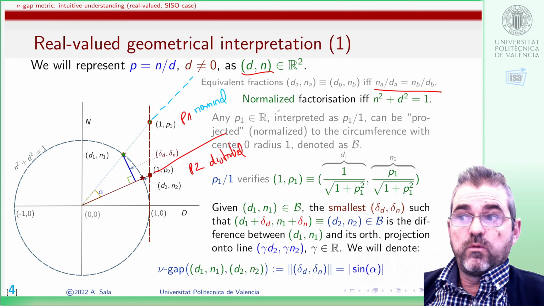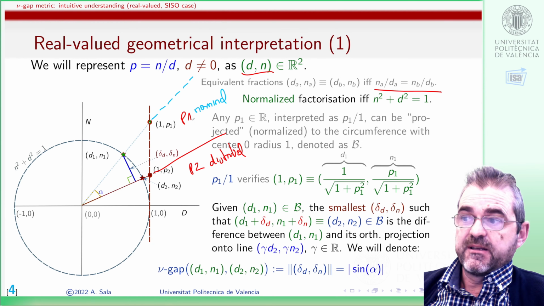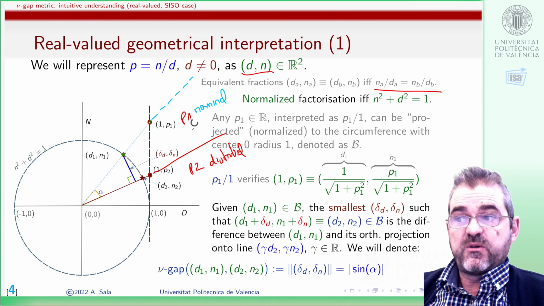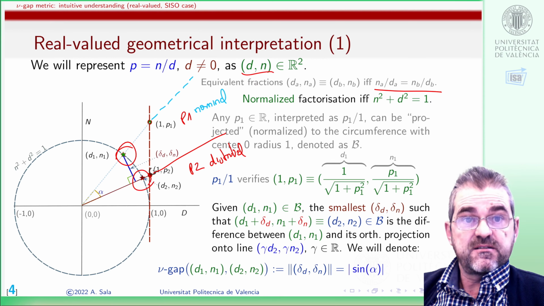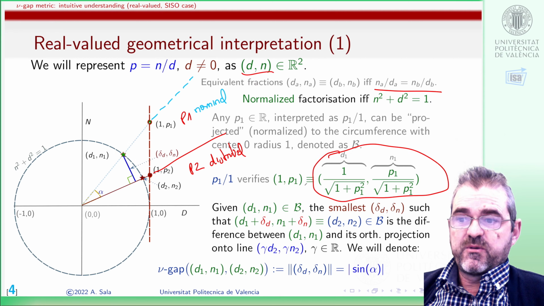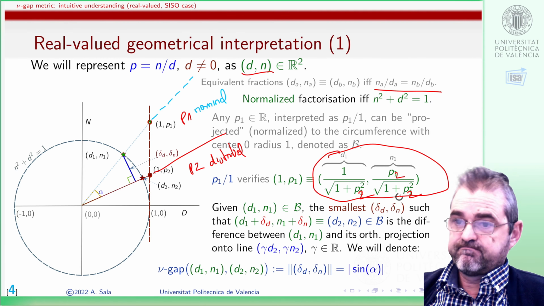So all points in the blue and red lines represent the same real number, and the normalized representations of P1 and P2 are the green and red stars, respectively. It has this form for P1 and, of course, this form for P2.